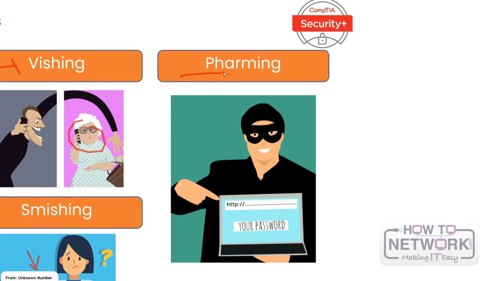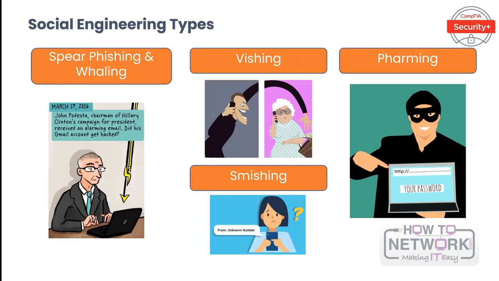And the next one is pharming. Pharming is actually a combination of farming and phishing. Pharming does not require the user to be tricked into clicking a link. Instead, pharming redirects victims from a legitimate site to a bogus website. Now, to accomplish this, the attacker employs another attack such as DNS cache poisoning.